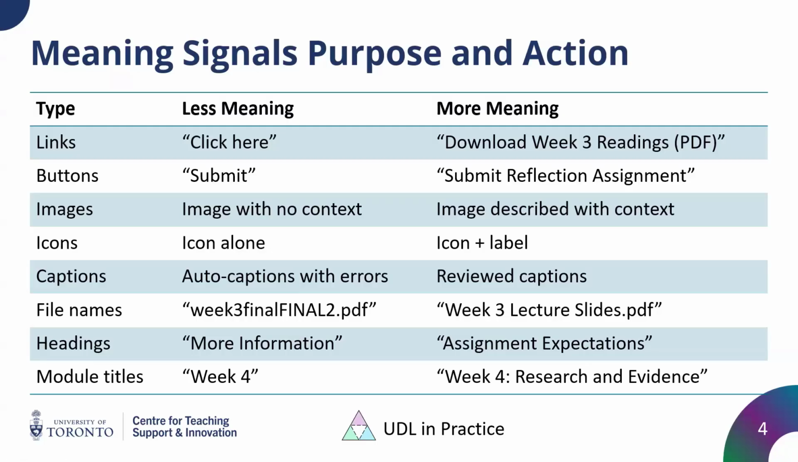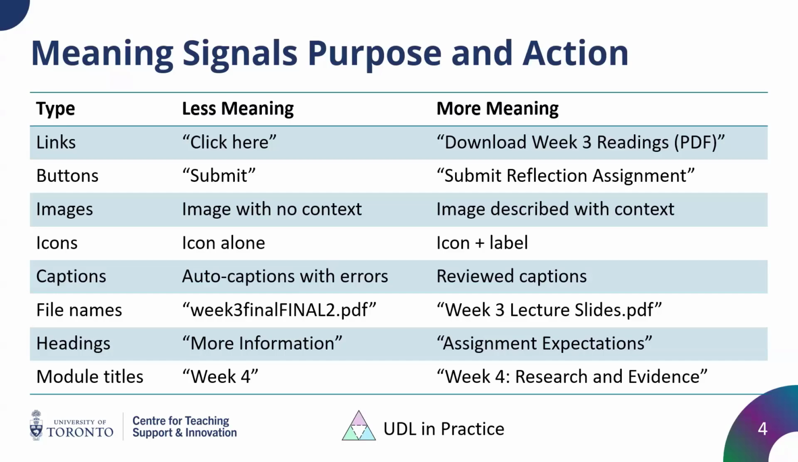If the buttons just say submit, but there are multiple buttons on the same page, I may not be sure where I'm submitting what. So it's functional, but still vague. However, if it says something like submit the reflection assignment, it actually provides clear direction. Images with no context don't really communicate the purpose of having that image. But when you add a contextual description or label or caption, it helps the user understand what they are doing with that image. And then finally, thinking about the organizational elements such as file names, headings, and module titles.